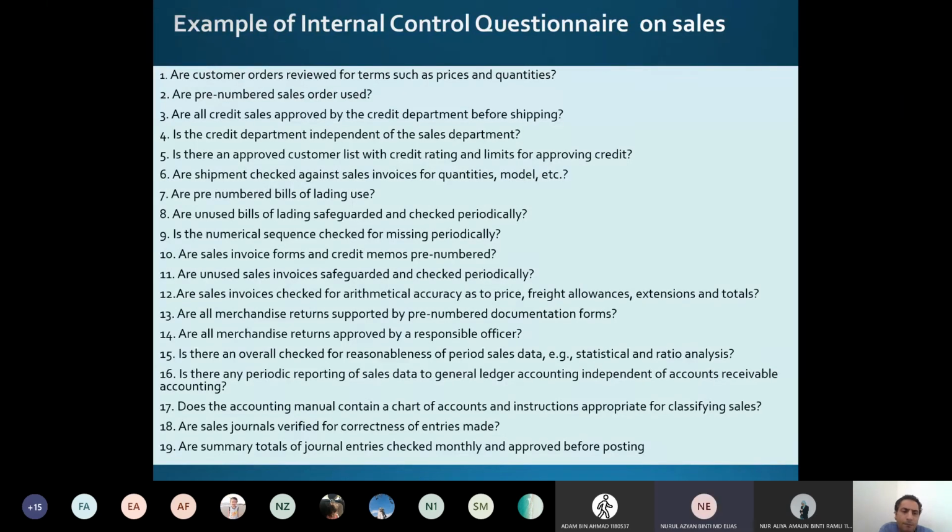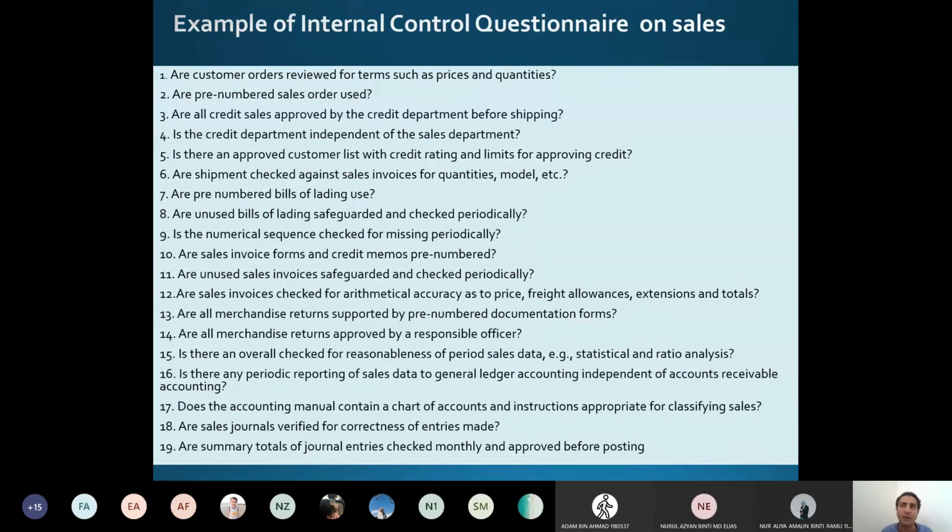Is there an approved customer list with credit rating and limits for approving credit? Okay, question number 5, we are trying to check whether the process of credit limit, whether they have a customer list and credit rating for customers. If they have it, then okay. And normally question number 5 and 4 will not be asked if the answer of question number 3 is no.